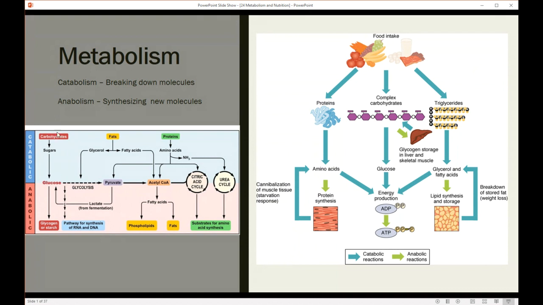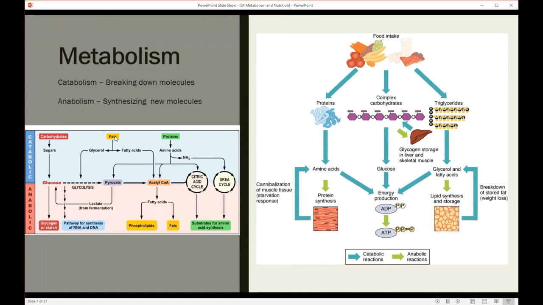So we can take carbohydrates and break them down into simple sugars, like glucose. That glucose can then enter into glycolysis. It can form pyruvate, which is then going to form acetyl-CoA, which can go into our citric acid cycle. Then we can get some substrates for amino acid synthesis, and we can also get our energy out of that. That is cellular respiration right here.